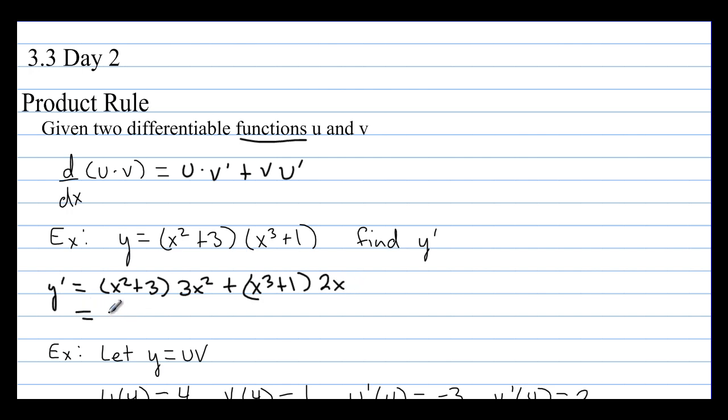So the derivative is 3x to the fourth plus 9x squared plus 2x to the fourth plus 2x. So we have 5x to the fourth plus 9x squared and then plus the 2x. The product rule, derivative of a product: first times derivative of the second plus the second times derivative of the first.